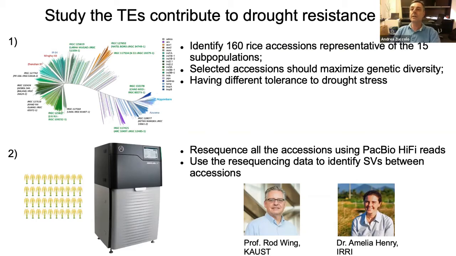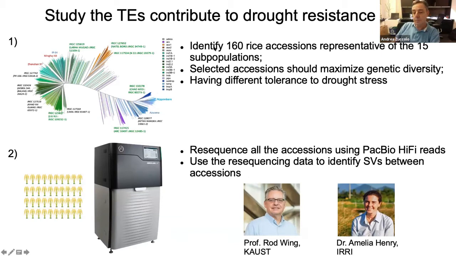So we decided to tackle drought in rice, and we proposed a grant that was written by Professor Wing, and KAUST funded that grant. Also, from the research point of view, other people are involved, in particular Dr. Amelia Henry, who is a plant physiologist at IRRI, Philippines. She has a strong background and knowledge of drought resistance in rice. And also myself, I am involved in this research.